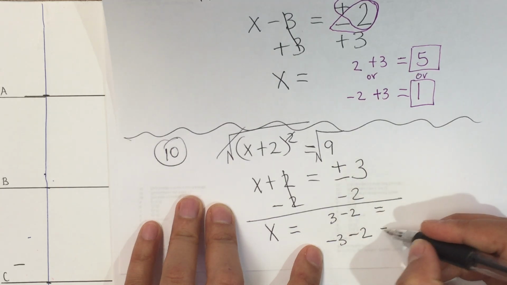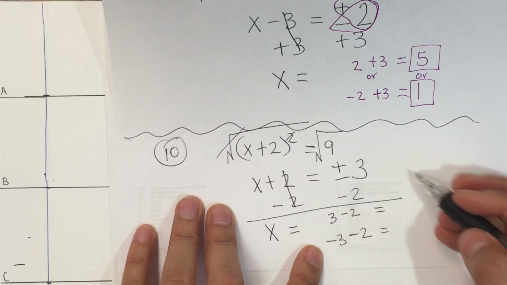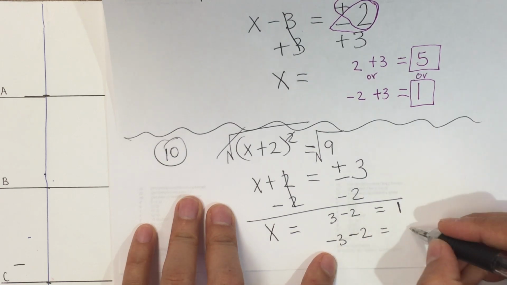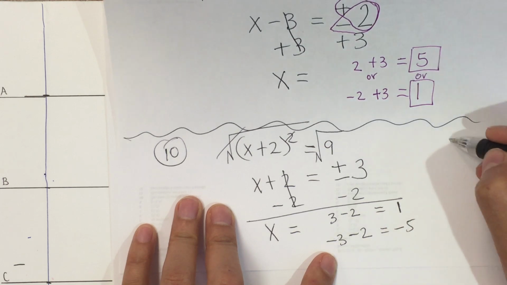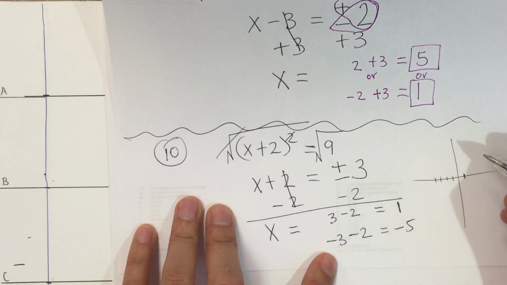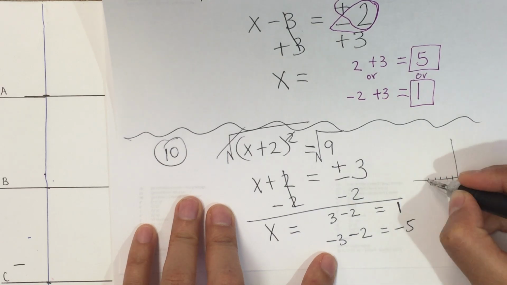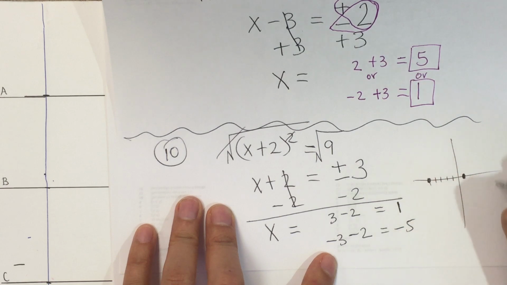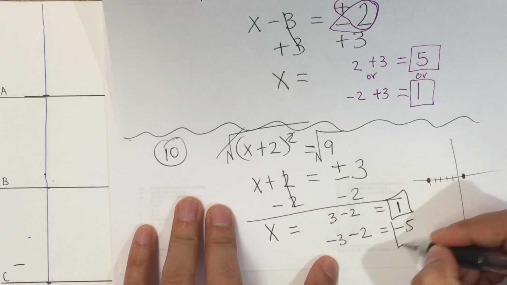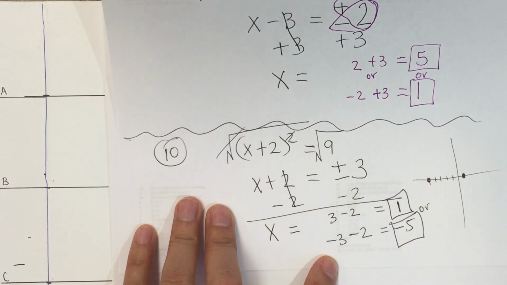And so the two possible answers for x are 3 minus 2 is 1, and negative 3 minus 2 is negative 5. Again, later on you will learn that it's because my parabola's x-intercepts are going to be at 1 and at negative 5. And it can be like this or like that. Okay? So the answer for this one is 1 or negative 5.